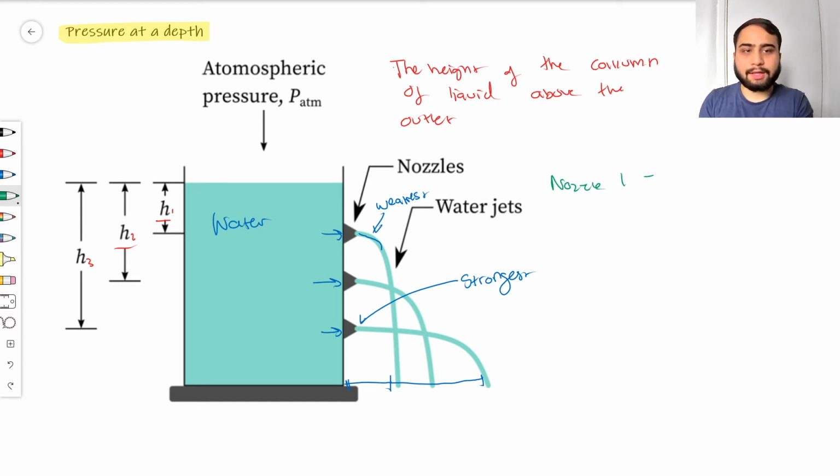Above nozzle 1, we have a column of water of height H1, and above nozzle 3, we have a column of water of height H3. So we can see that there is a much bigger column of water above the third nozzle, meaning that there's more pressure coming out of the nozzle itself.